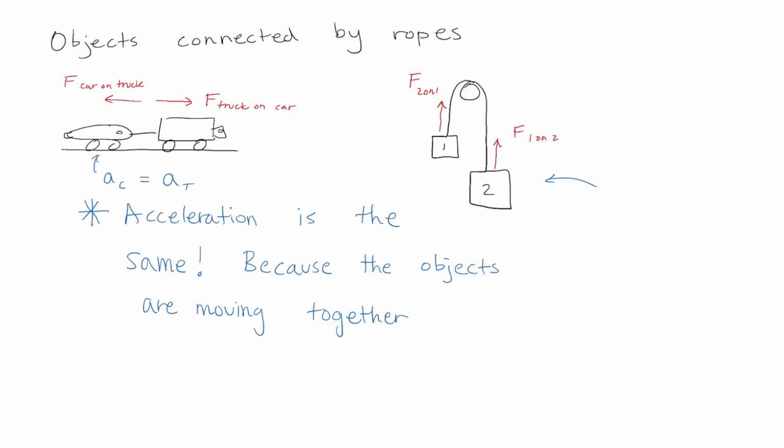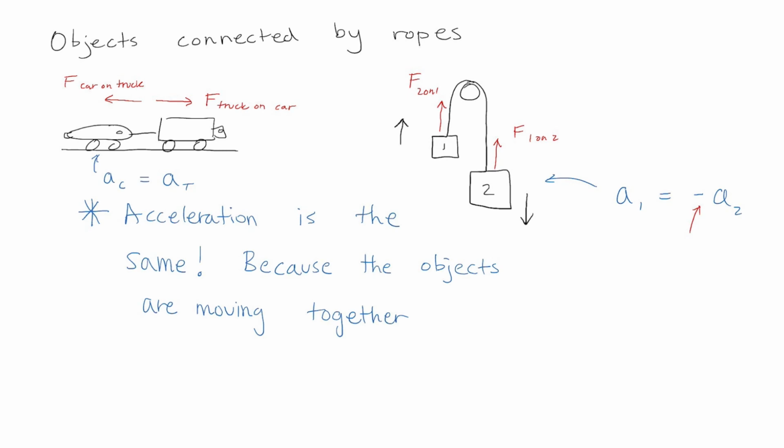And these pulley questions come up all the time. So it's really important that you recognize that the acceleration of the first object is going to be equal to the acceleration of the second object, but they're going to be in opposite directions. And that's why this equation says A1 is equal to negative A2. And that makes sense because the first object is accelerating up and the second object is accelerating down.